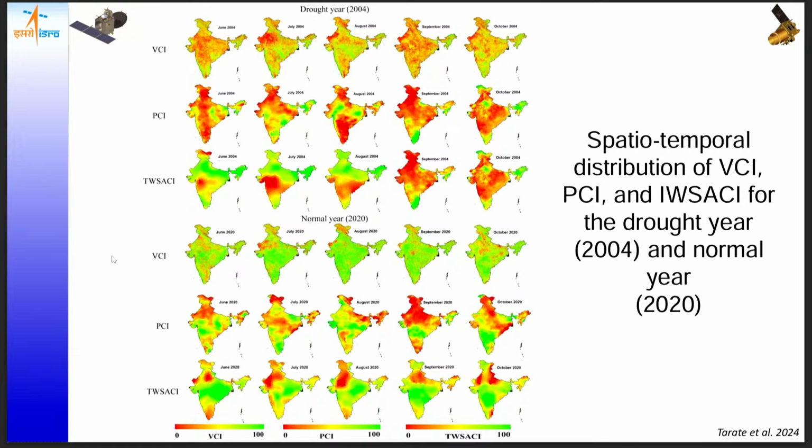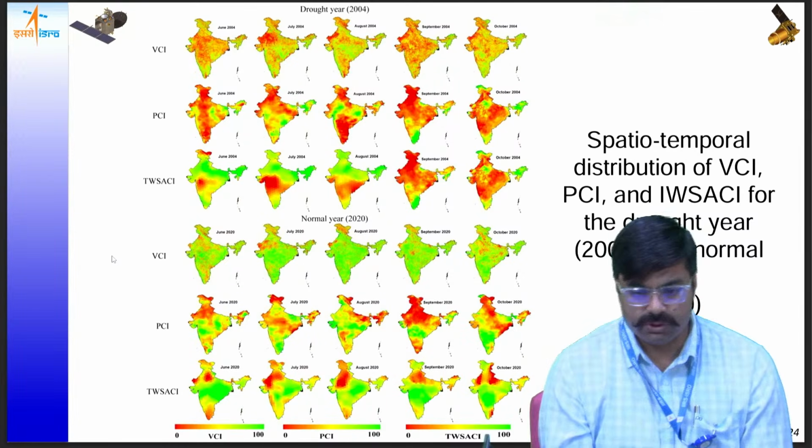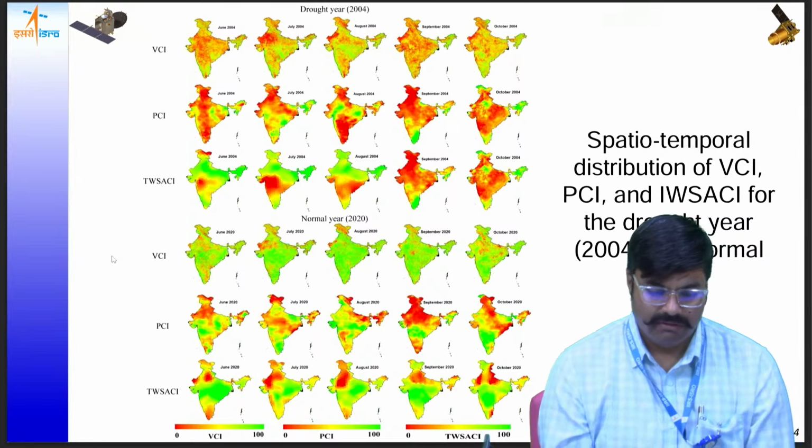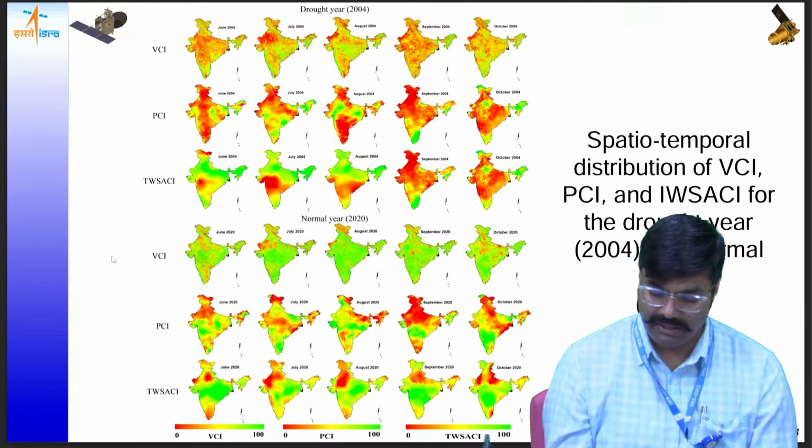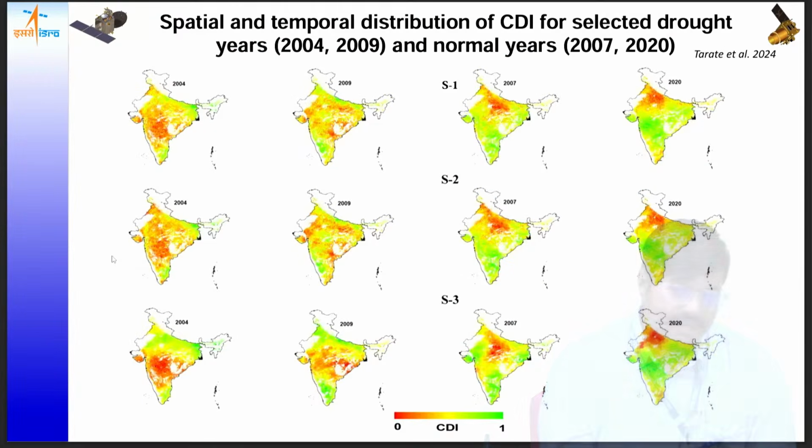As you can see, the variability in VCI, PCI, and TWSI is easily visible in the spatio-temporal distribution of the three indices, with a range from 0 to 100 in all three index values. When we integrated all three indices, PCI, VCI, and TWSSCI, these are the spatio-temporal distributions of the combined drought index for our selected years: 2004 and 2009 as drought years, and 2007 and 2020 as normal years.